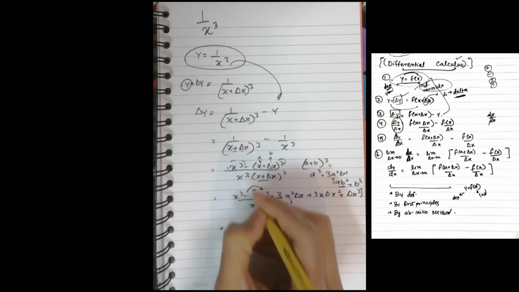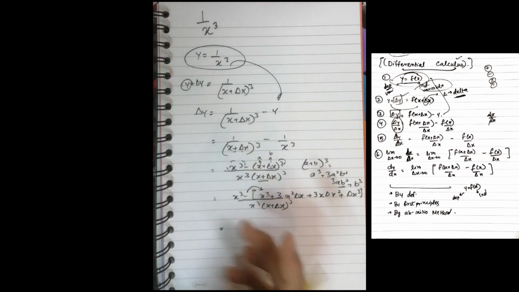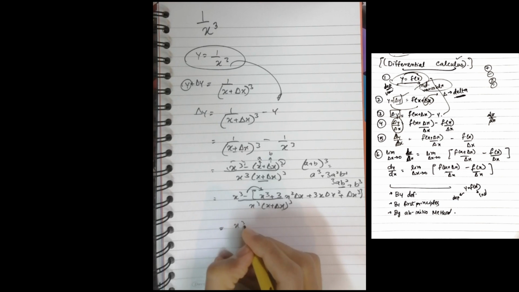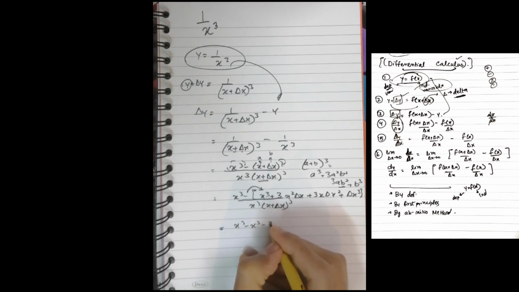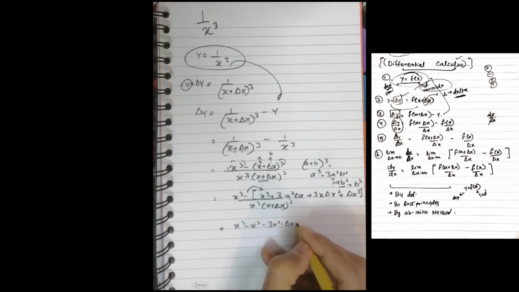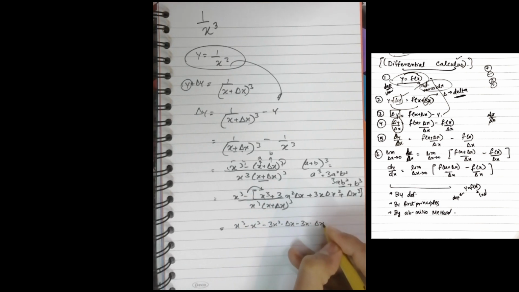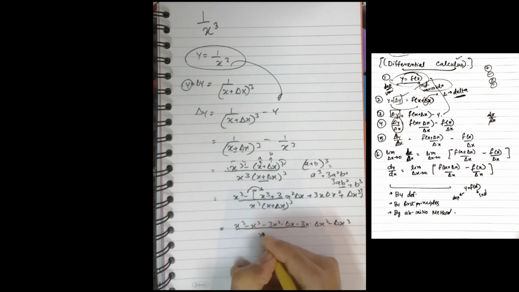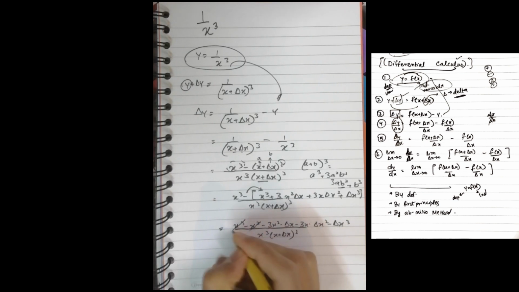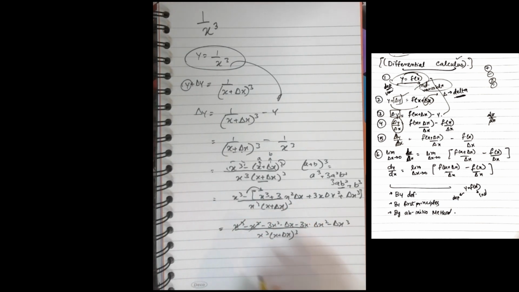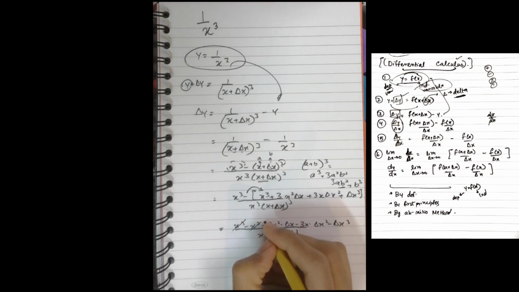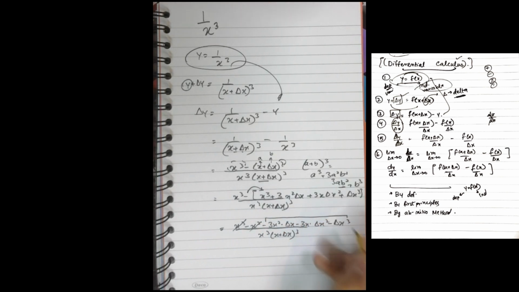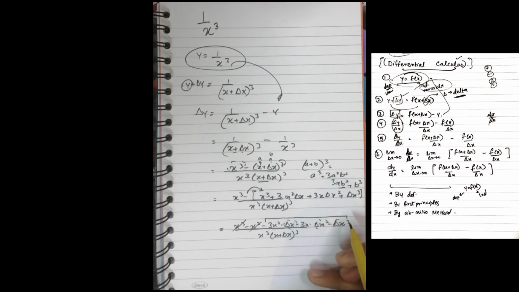Now we are going to multiply this negative sign into the thing inside the brackets. So x cube minus x cube minus 3x square dot delta x minus 3x dot delta x square minus delta x cube, and in the denominator x cube times (x plus delta x) cube. Alright guys, now we can simply cancel out these terms, and if you take a close look, you can see that there is a delta x, also a delta x, and again a delta x, which means that we can take delta x common.